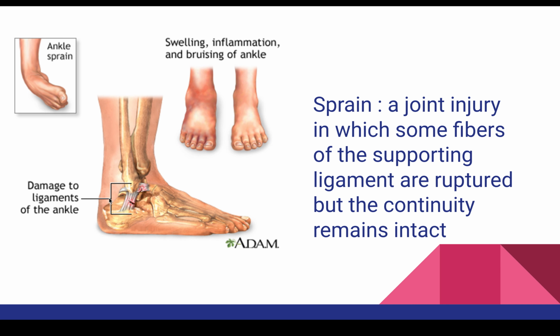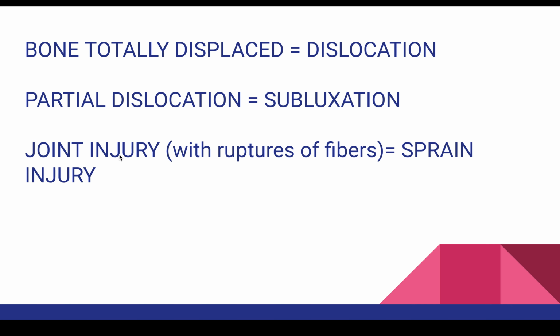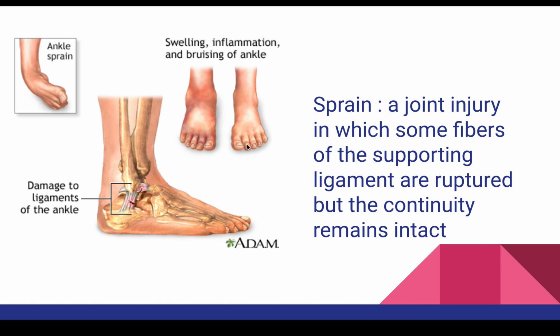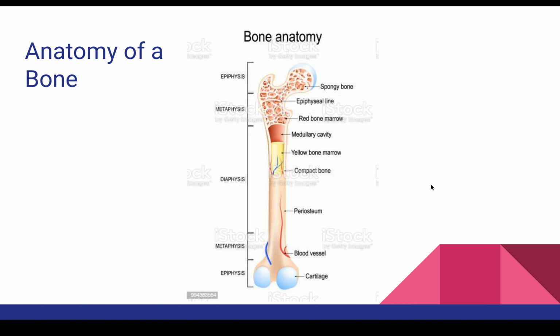And if you damage the ligament of the ankle, remember, you're not damaging the bone, you're not damaging the joint, you're damaging the ligament. So, you are getting joint injury, but it's not a dislocation. Do you see? So it's a joint injury in which some fibers of the supporting ligament are ruptured, but the continuity remains intact, of the bone and of the ligament as well.